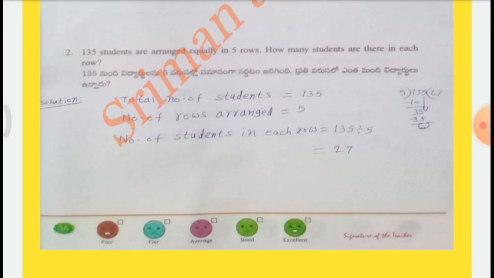135 students are arranged equally in 5 rows. How many students are there in each row? Solution: total number of students, 135. Number of rows arranged, 5. Number of students in each row, 135 divided by 5. By division, we get 27.